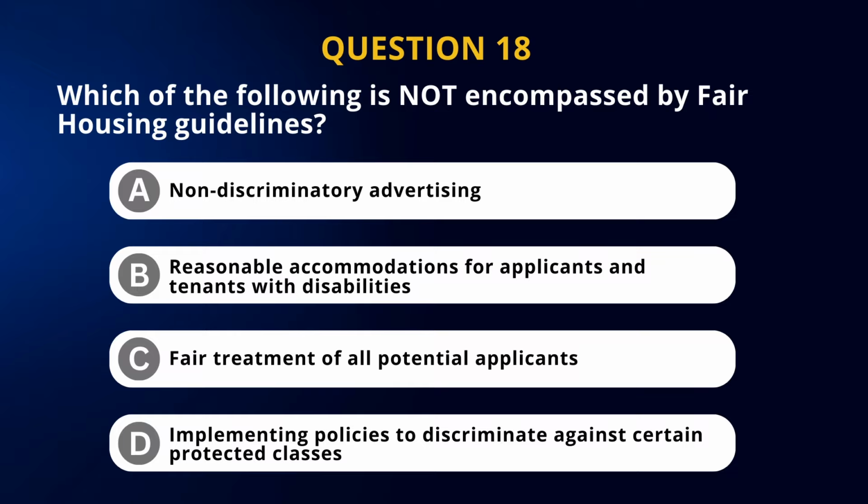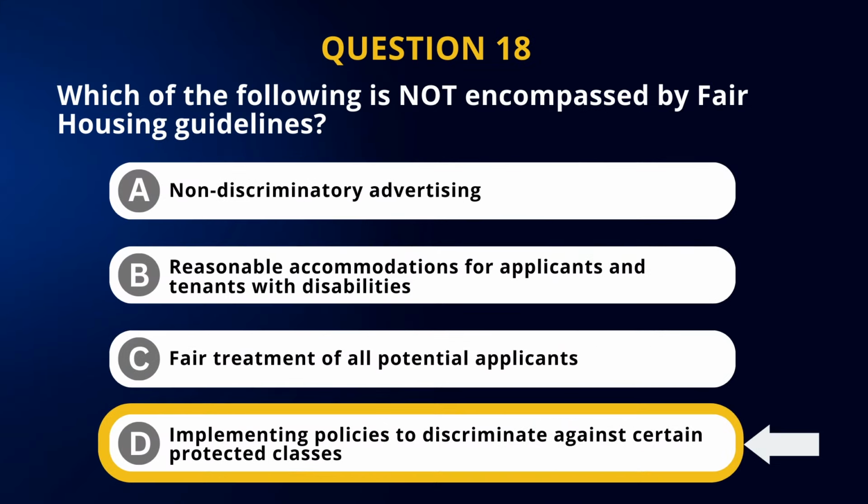And the answer is letter D, implementing policies to discriminate against certain protected classes. These are one of those question types that give you a weird jumbling of phrases in sentences, and you have to read them very carefully in order to determine what's happening. And this is one of those where three are going to be similar and thematically in theme with each other, and then one will be the outlier. And that's kind of the one that they did there.